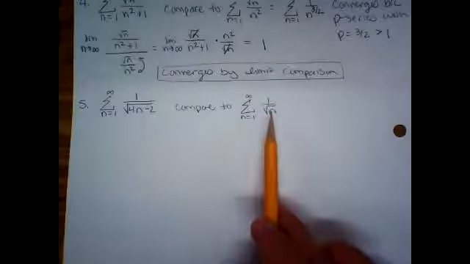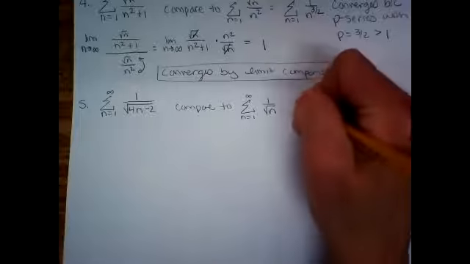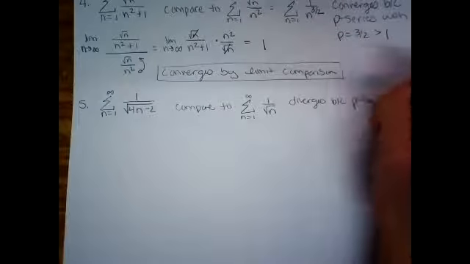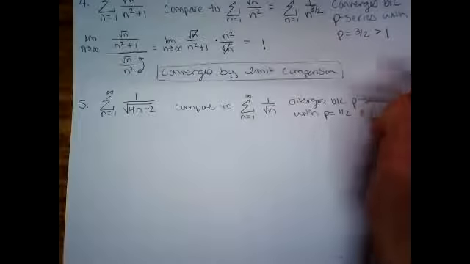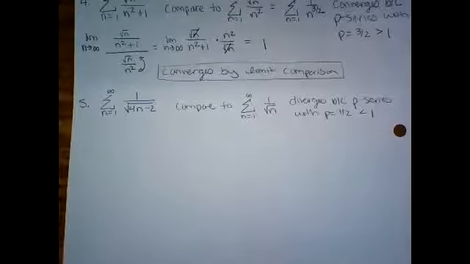That's one we've already brought up, I'm sure, because these all tend to turn out the same. But that's a P series where P is a half. So this diverges, because it's a P series with P equals a half, which is smaller than 1. So here's the goal. Because that diverges, we're trying to say the other one does too.